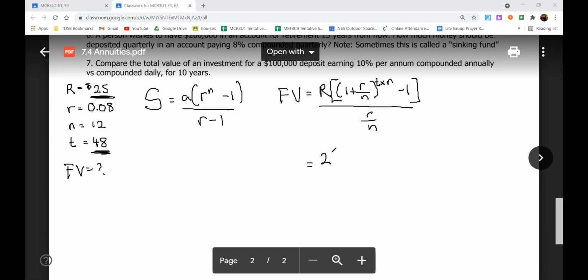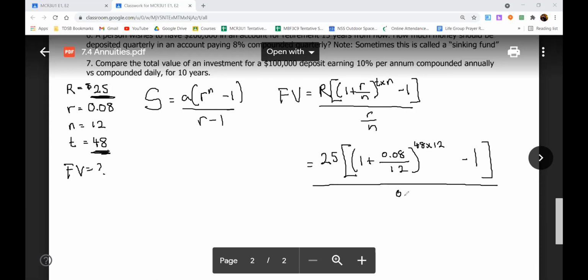My recurring payment is $25. The interest rate is 0.08, but I'm going to divide it by 12. I'm doing this for 48 years and 12 times a year, subtracted by 1, and then this is 0.08 divided by 12. I think you might be surprised.